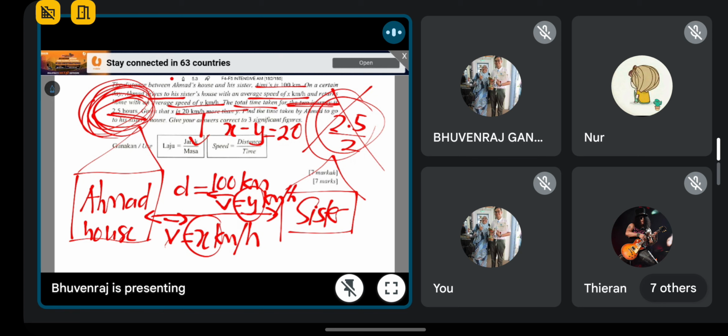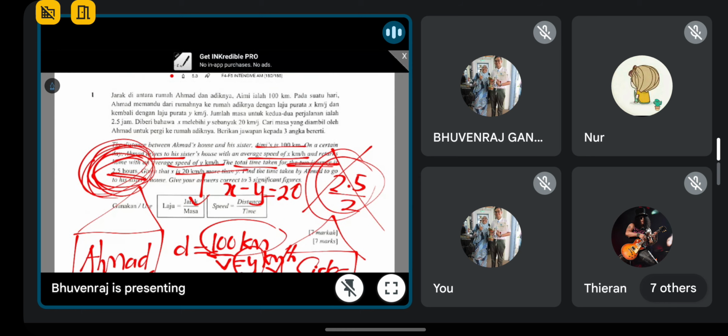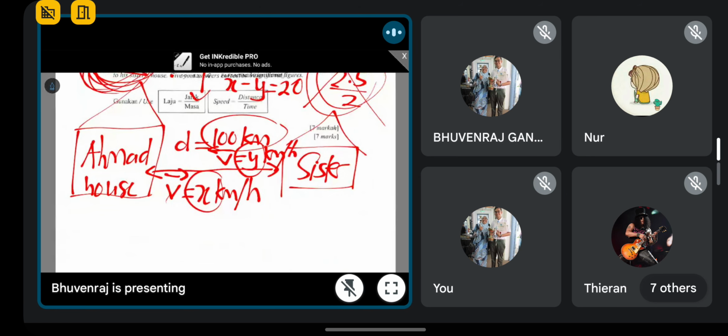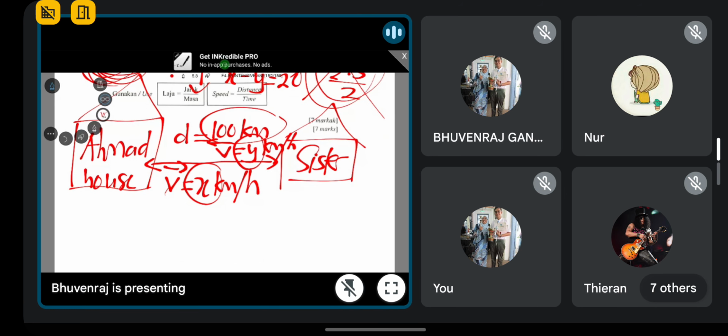Wait, let me think. 2.5x plus 2. Oh, you cannot assume like that. Wrong assumption, cannot. Because 100 km actually means one way only. Satu hala saja. If you go and back, you actually get 200 km total distance. Jumlah jarak will come 200, not 100 only. But still it's wrong. It won't be equal to 200. Okay, good try actually.